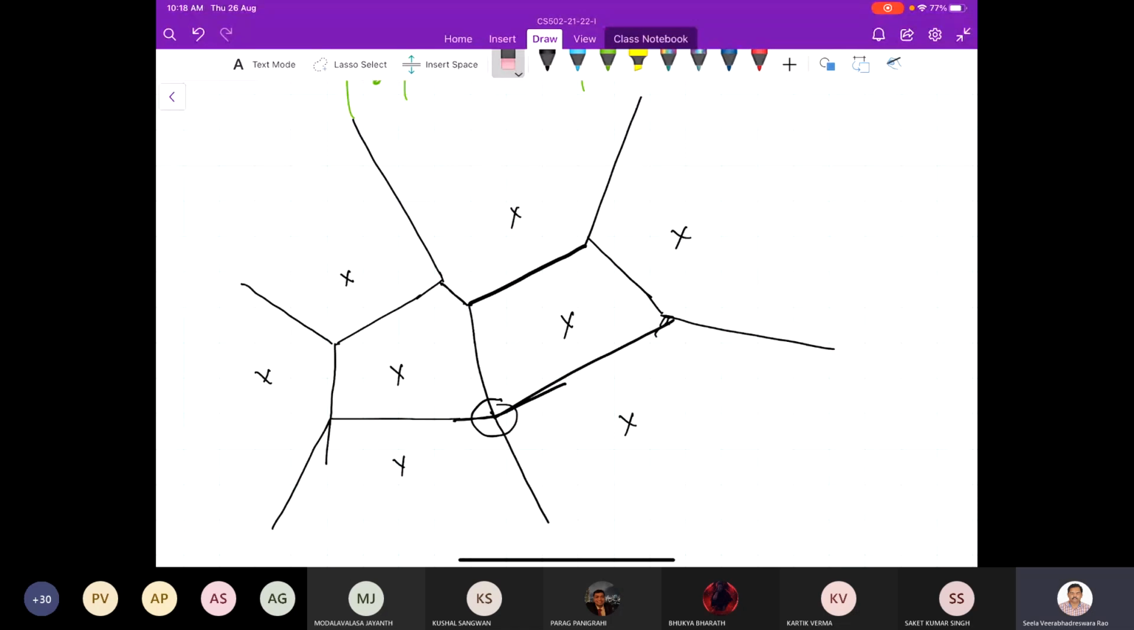So if you look at this one, for n sites, there are n regions. One region is associated to each site. And if you take any query point, we can know that if this query point lies within this region, then this is the closest site. So this is what is called a Voronoi diagram.